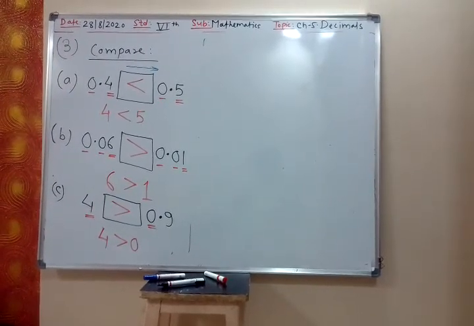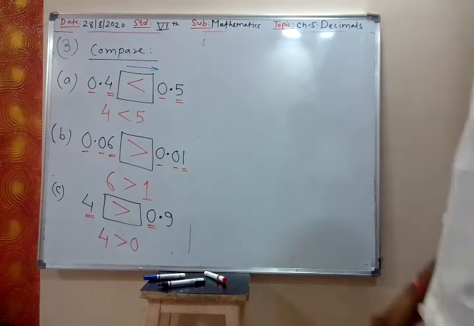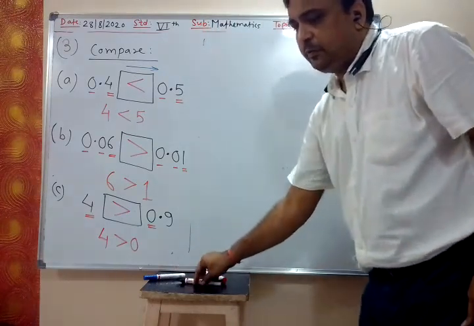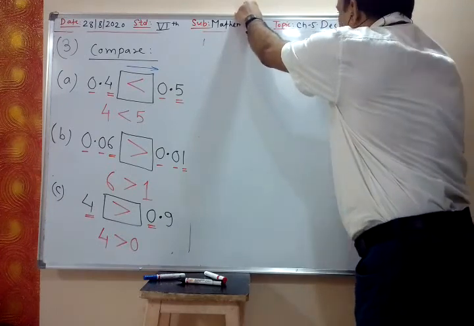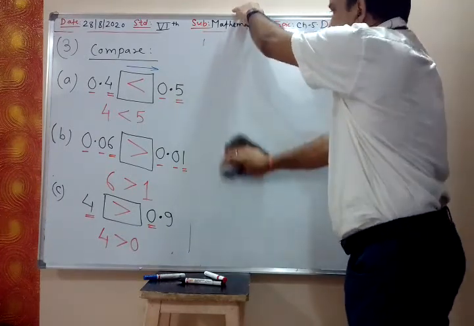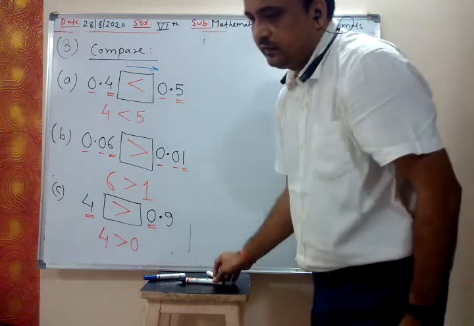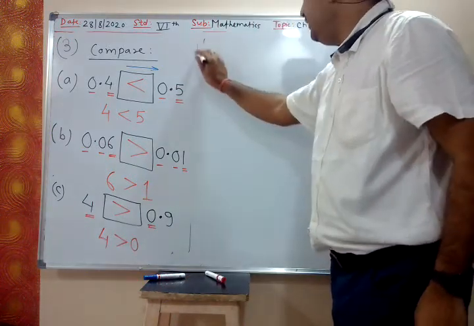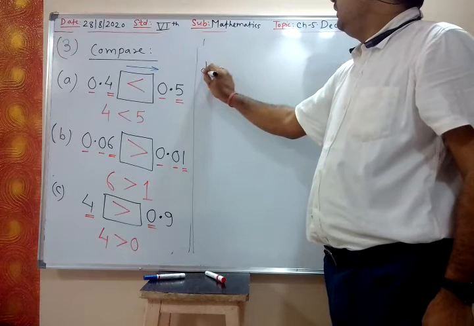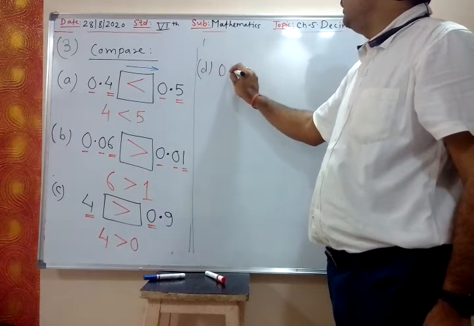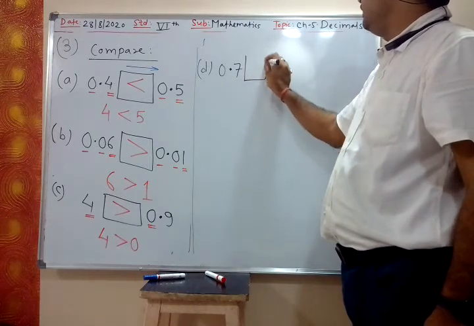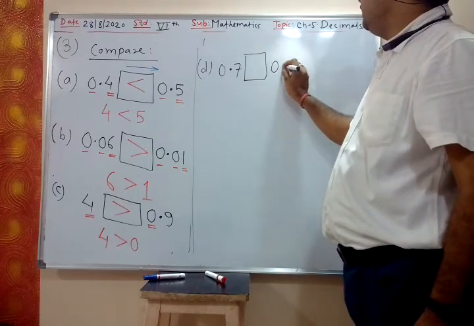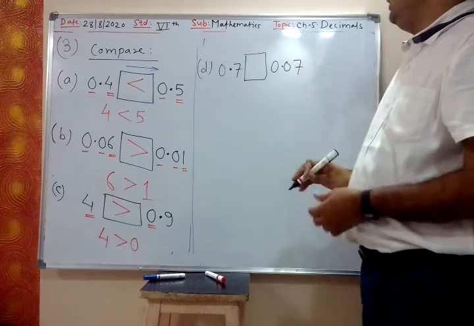Let us write D: 0.7 and 0.07. Wait. D is 0.7 and 0.07. Yes. Now which is greater?